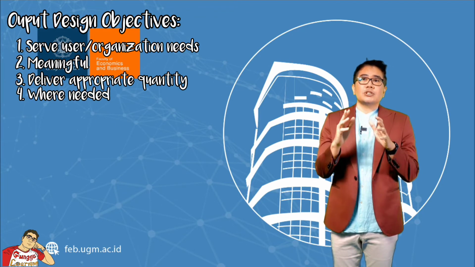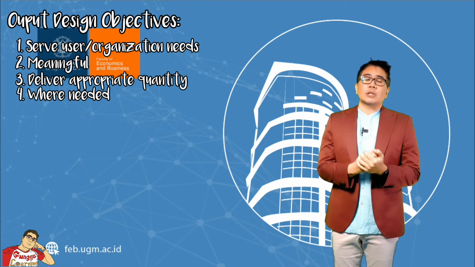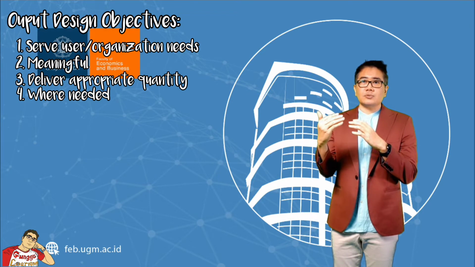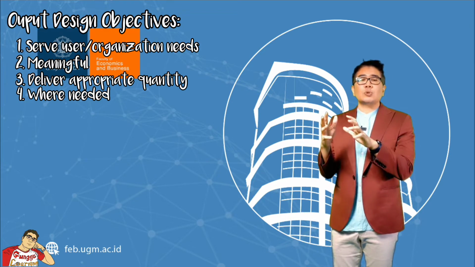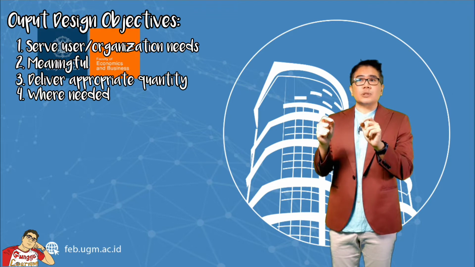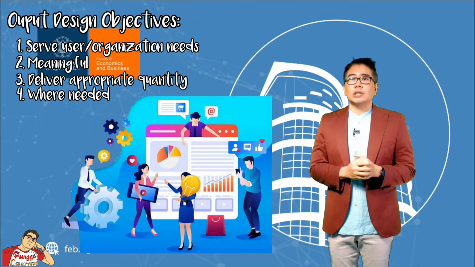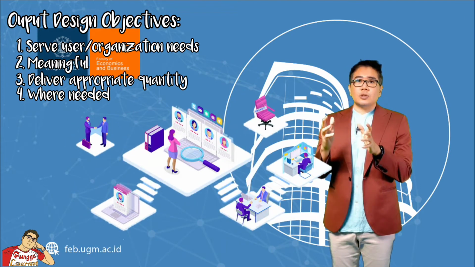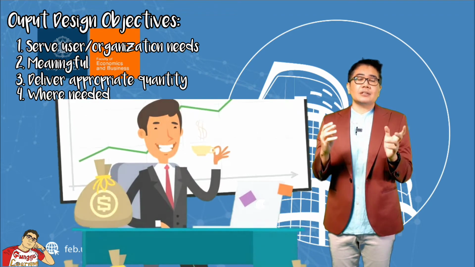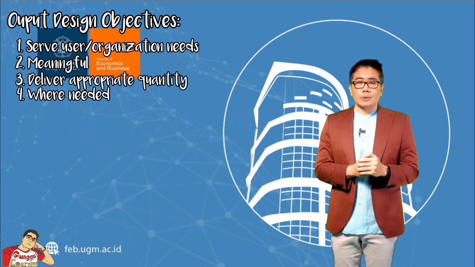The fourth one is to make sure the output is where it is needed. For example, if the sales department systems produce an output from their sales information systems, so the output will be used by the department that is related with the sales department also. For example, the marketing department for marketing purposes, the human resource department for performance evaluation and promotion purposes, and finally the sales director for strategic decision making purposes.